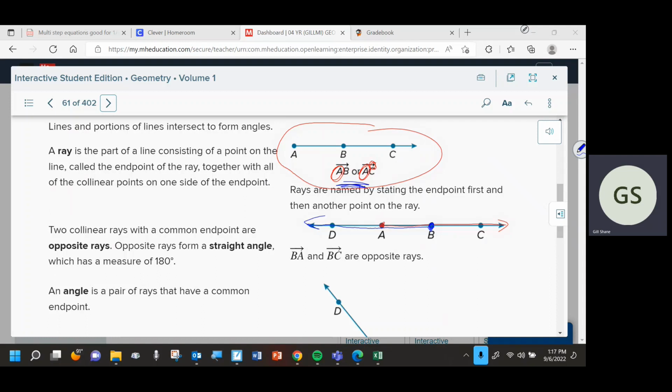That's why down here, the blue line, I can call that blue ray BA or BD, because I'm starting with the B and going the other direction. I'm not going to spend as much time on naming stuff in this lesson as we did, because there's so much stuff in it.